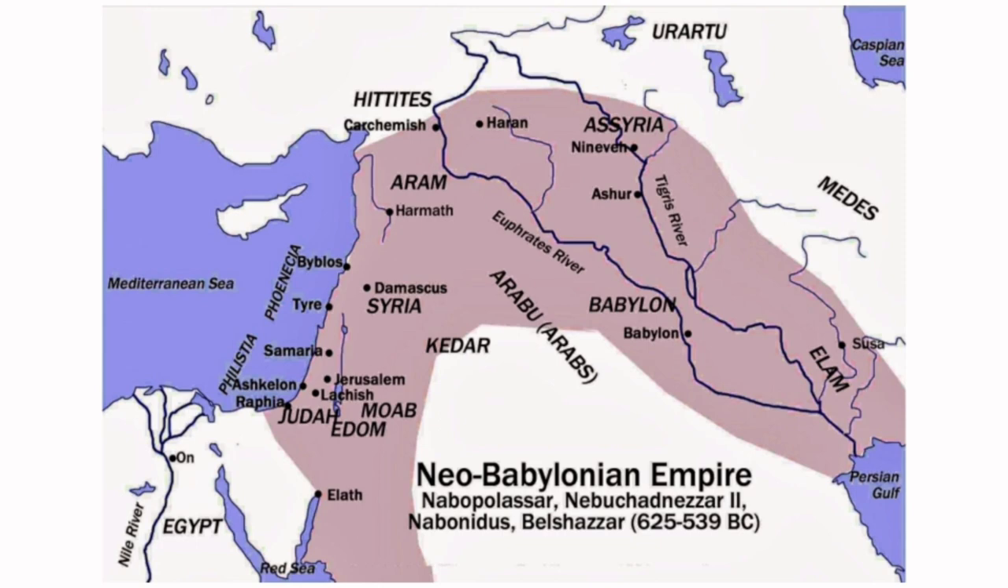And here is an ethnogeographical map of the Middle East during the time of the Neo-Babylonian Empire, around the time of 625 to 539 BC. And we can see the different ethnic groups and the regions where they lived. The demographics are completely different from modern day maps.